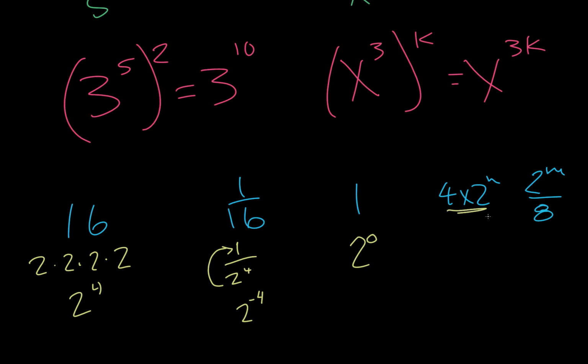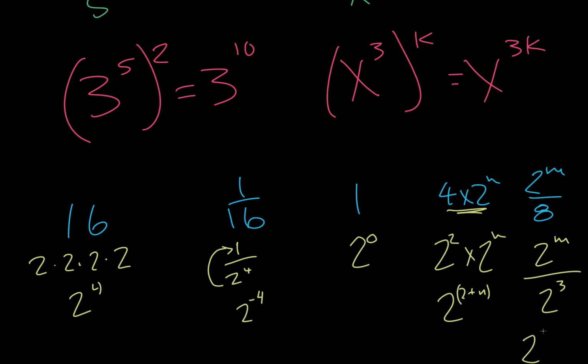Okay, this one over here, we're going to use a couple different rules. So 4 can be written as 2 squared, and then 2 to the n. And now we need to combine this. So our very first rule said we add exponents in this situation, and so we get 2 to the 2 plus n. And the final one over here, we're going to use similar thinking. So we're going to have 2 to the m over, now 8 can be written as 2 to the 3, and then our exponent rule says we need to subtract exponents, so it becomes 2 to the m minus 3.